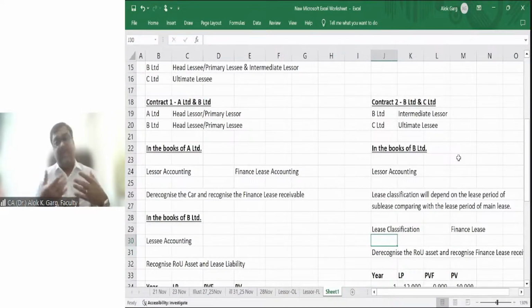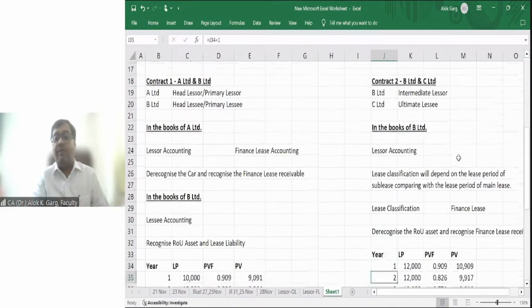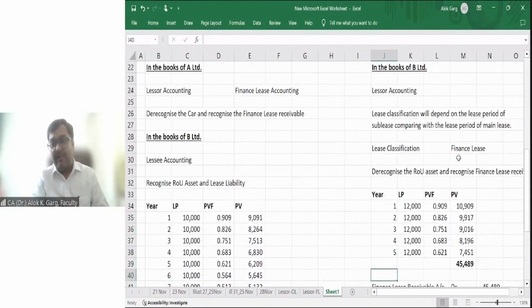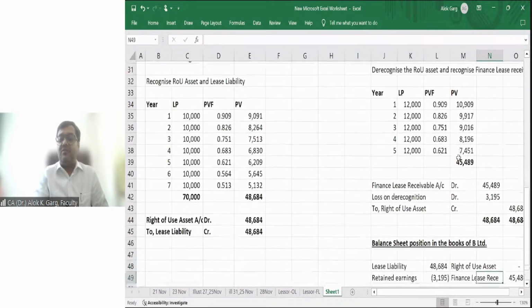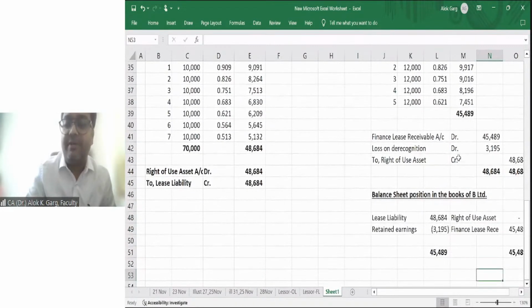Now B Limited has to de-recognize the asset. What asset? Right of use asset. Because B Limited does not have the car in the balance sheet. B Limited has the right of use asset in the balance sheet, right? So B Limited has de-recognized it. What will B Limited recognize? Finance lease receivable. B Limited will receive 12,000 every year for the period of 5 years. It means B Limited will receive 45,000 rupees out of 48,000 rupees. Even the payment is substantial with respect to the value of the ROU asset. This is the balance sheet position of B Limited.